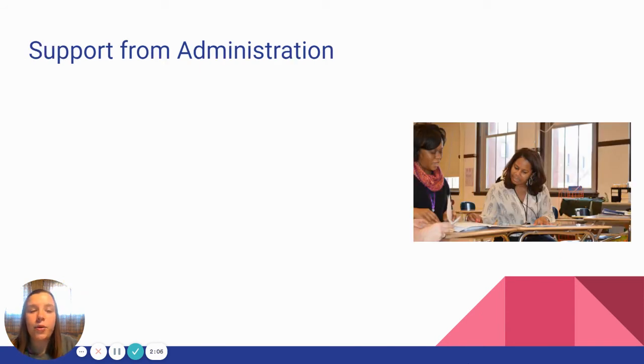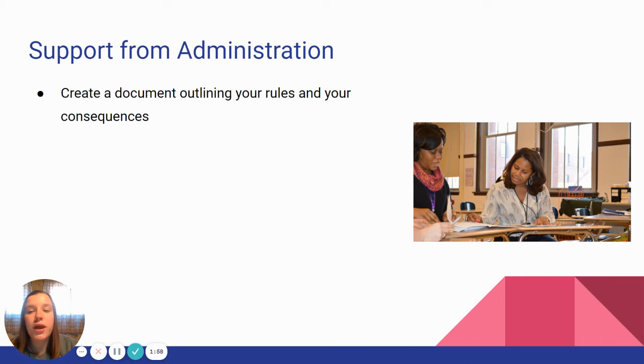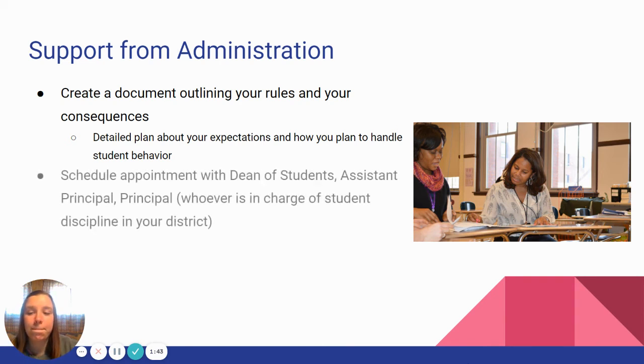The last thing I'm going to cover quickly is how to get support from the administration to implement assertive discipline. First, you want to create a document that outlines all of your rules and all of your consequences. So, a detailed plan about your expectations and how you plan to handle student behavior, both in a positive way and when they're acting in a negative way.